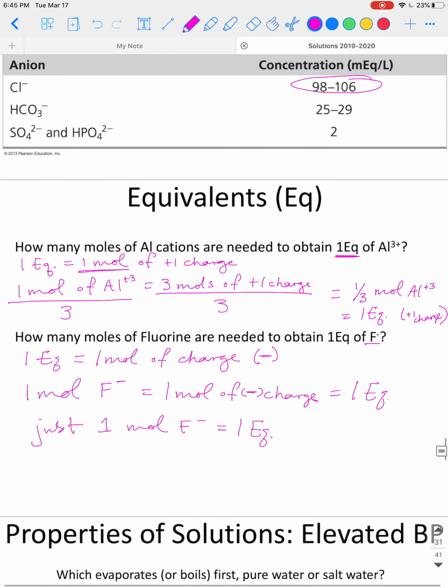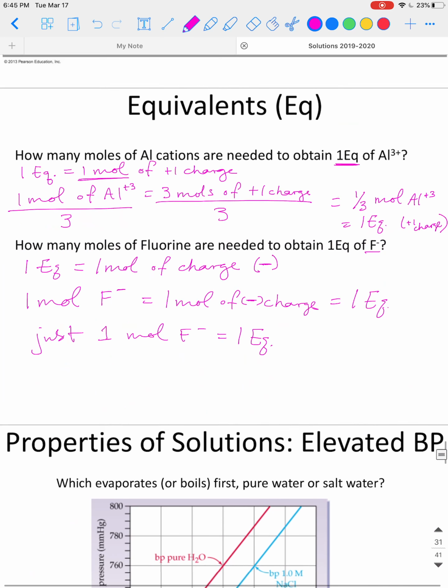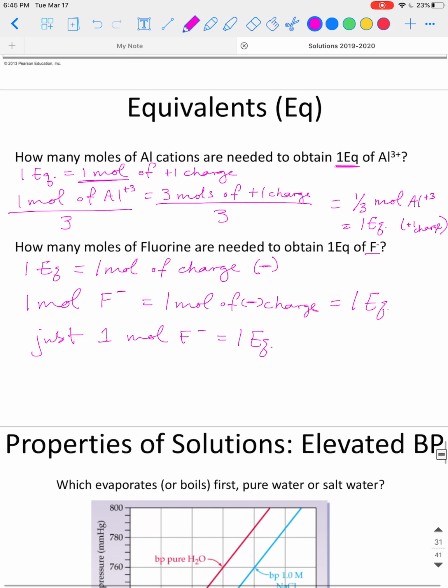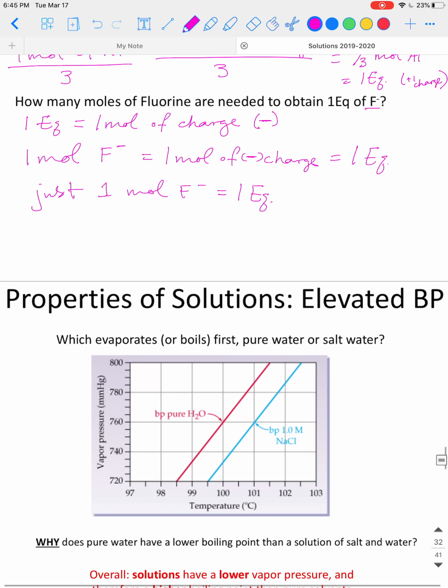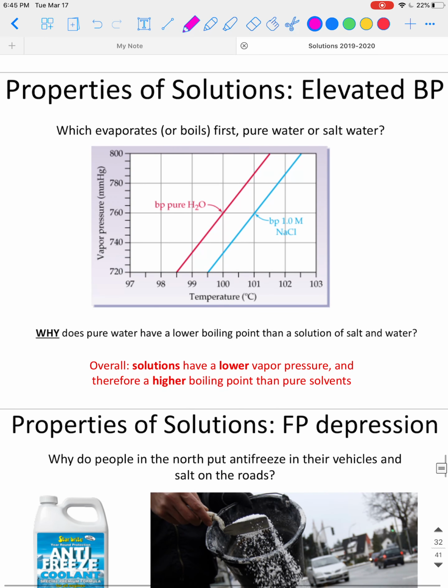Let's see here. Well, we'll move on for time's sake, but if you want more problems like this, definitely email me, or I can try to provide some. Let me look at the back of chapter 9 and see what is available for practicing calculating equivalence as well there. So that's equivalence. I'm going to briefly hit on this topic before we get to osmosis.